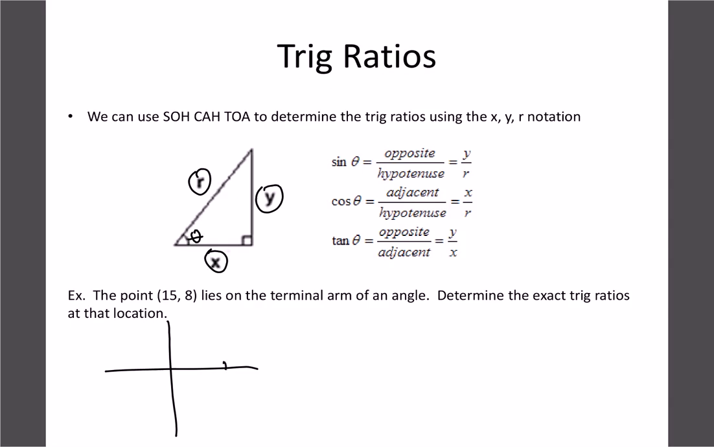So let's try this one. We got 15 over and 8 up. So our angle would look something like that. So we can use our Pythagorean theorem rule to figure out what the radius would be. So we'd have 15 squared plus 8 squared, square root that, and we get 15 squared is 225.